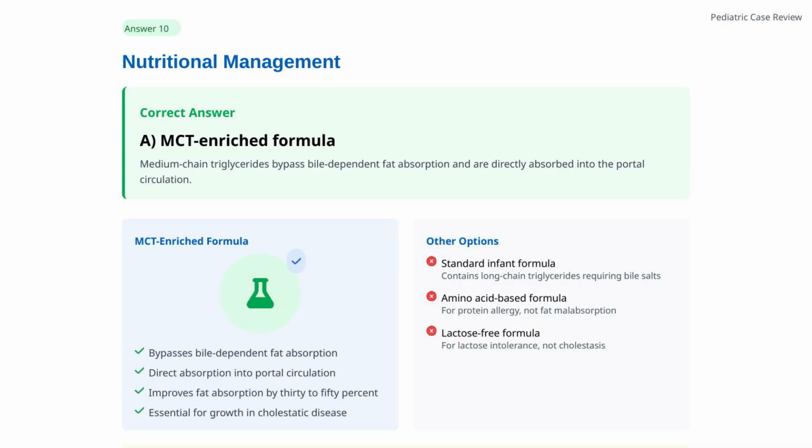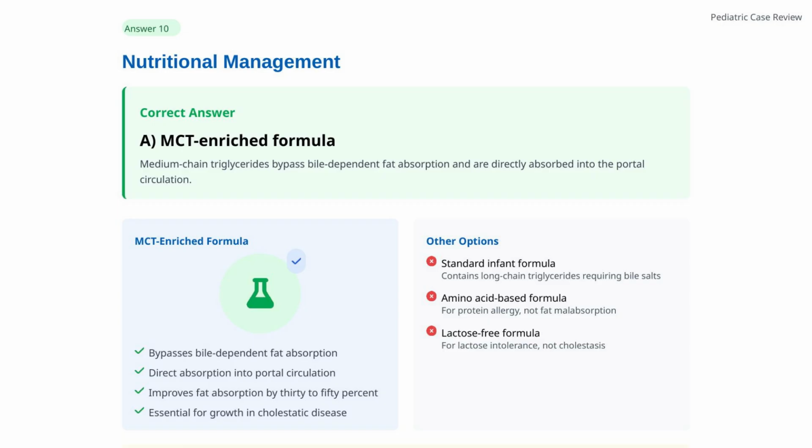The correct answer is A, MCT-enriched formula. Medium-chain triglycerides bypass bile-dependent fat absorption and are directly absorbed into the portal circulation, making them ideal for patients with cholestatic liver disease like Alagille syndrome. This approach can improve fat absorption by 30 to 50% and is essential for adequate growth.